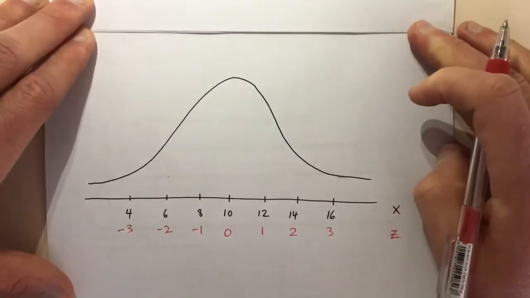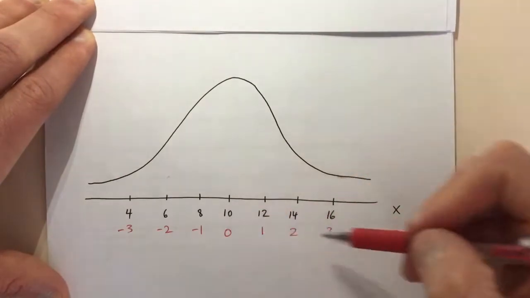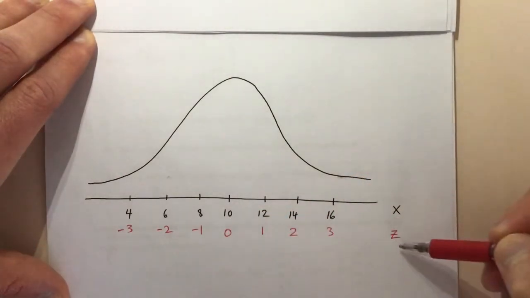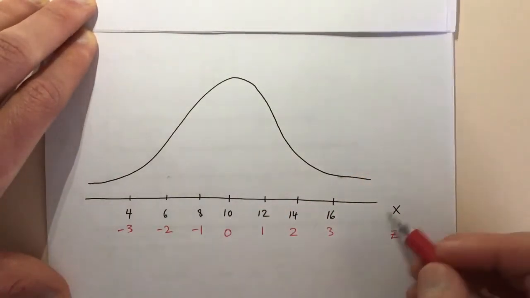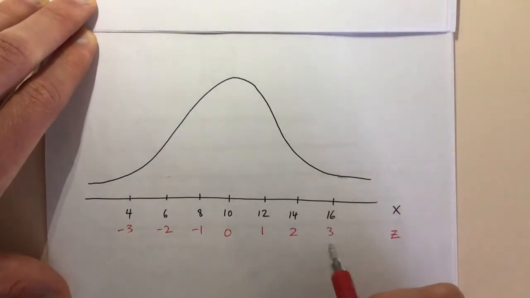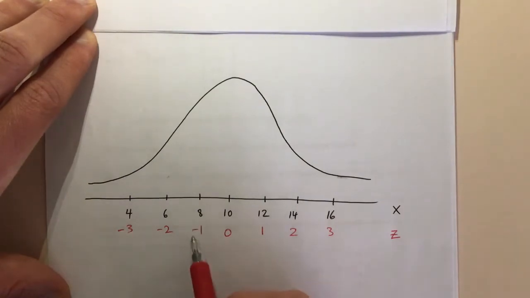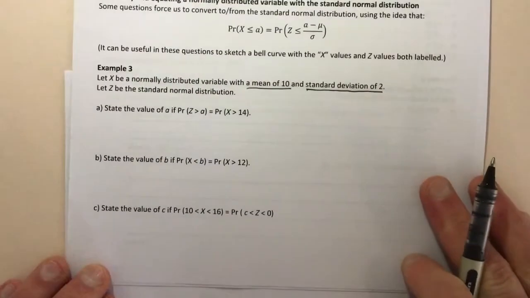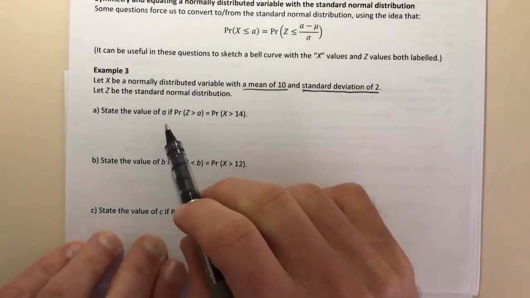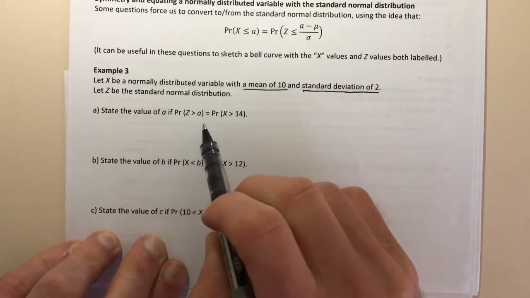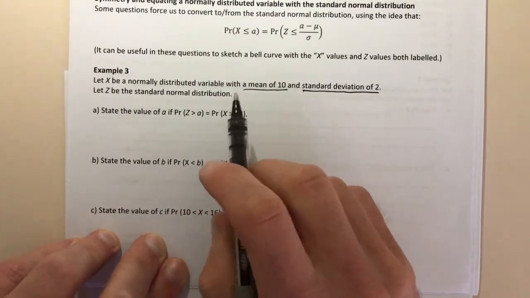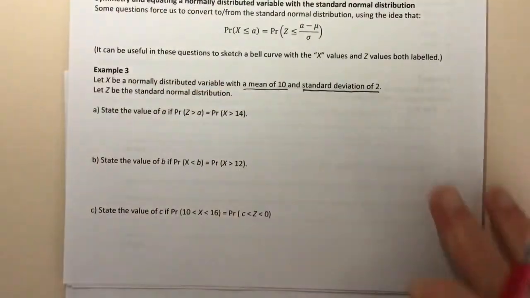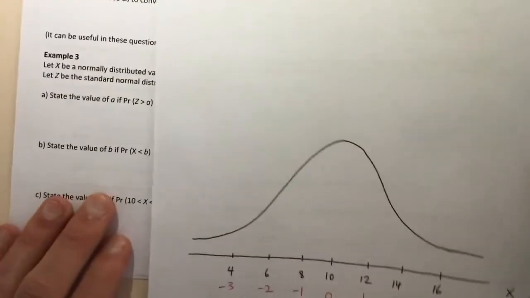And what this is going to let me do for this particular question is compare the values of x with their standardized values. Because, for example, an x value of 16 is equivalent to a standardized value of 3 in this question. And an x value of 8 is equivalent to a standardized value of -1 in this question. And so if I go back to what the question is asking me to do, it firstly says, state the value of a if the probability that z is greater than a is equal to the probability that x is greater than 14. So let's go back to this picture.